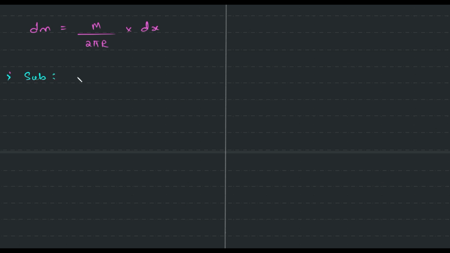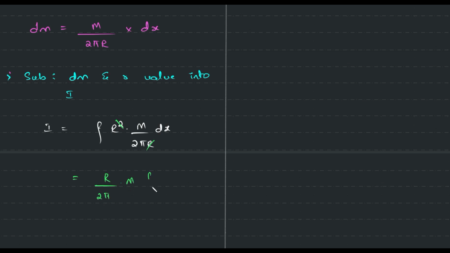Substituting dm and r value into I, so I is equal to integration of r square times m by 2 pi r dx. So r and r will get cancelled. Since r is constant, we have 2 pi, m is also constant. We just have integration of dx.